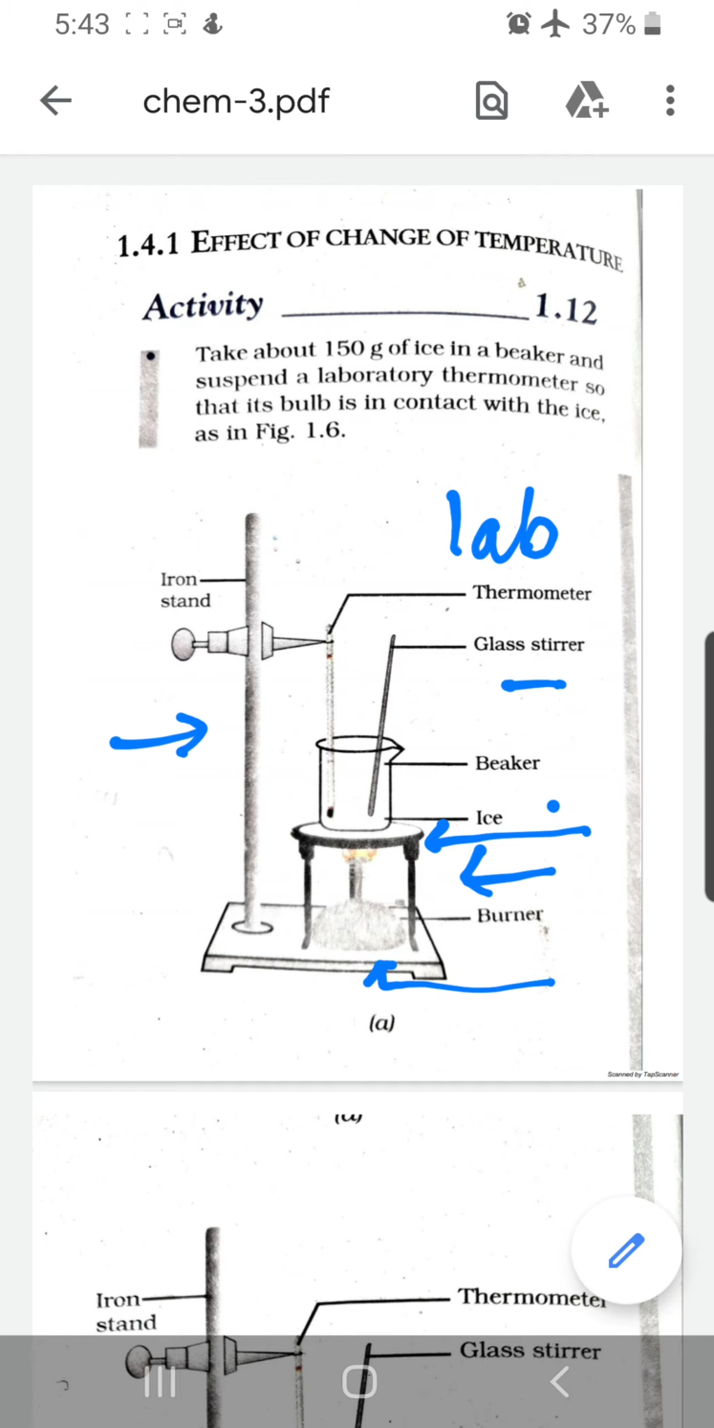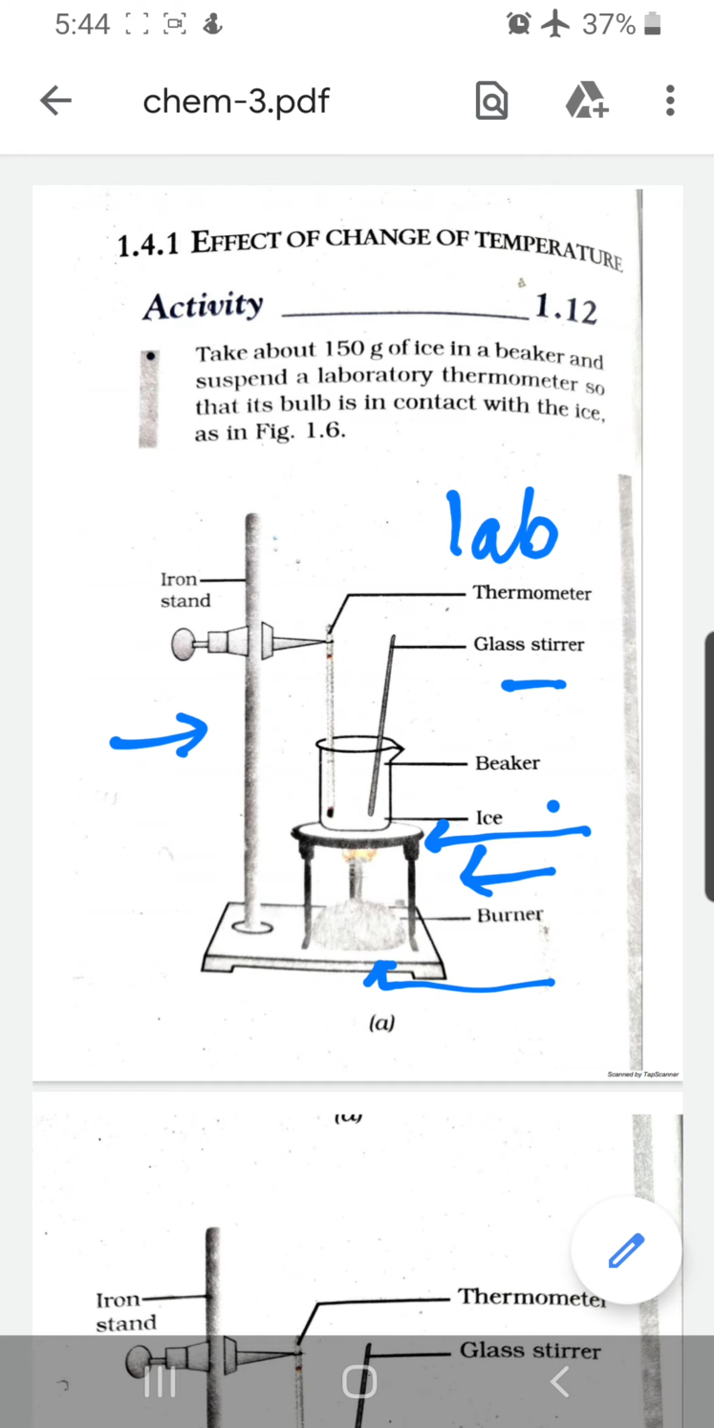Now, once the entire setup is done, we start heating the beaker on a low flame. We have to note the temperature when the ice starts melting. We also note the temperature when all the ice has converted into liquid water, and we record the observations for conversion of solid to the liquid state.